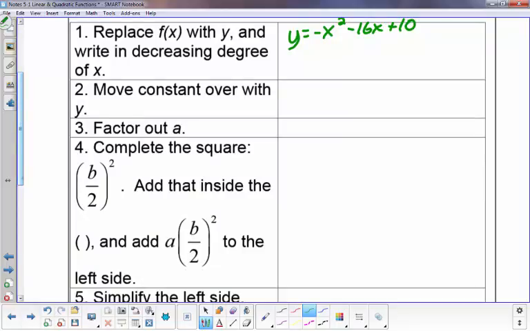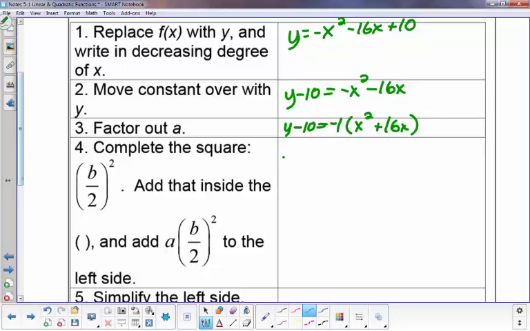Alright, move the constant over. So y minus 10 equals negative x squared minus 16x. We want to factor out an a. In this case, it is negative 1. So negative 1 times x squared plus 16x.